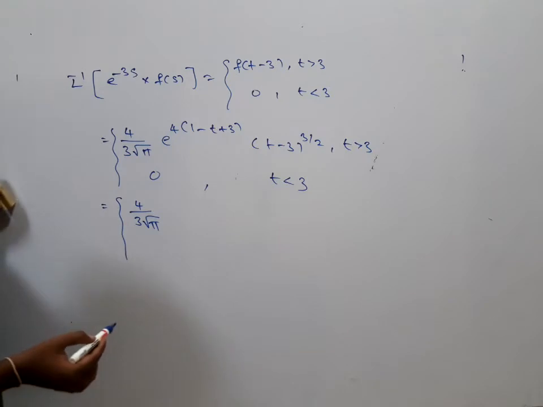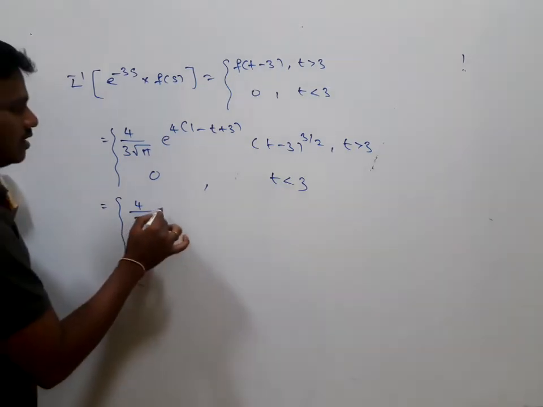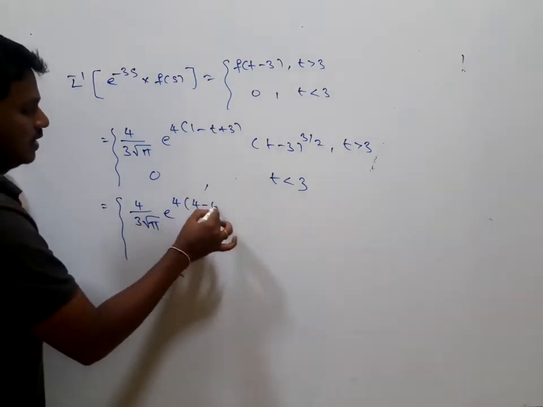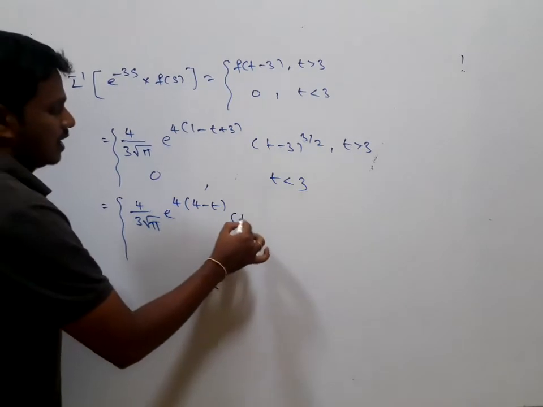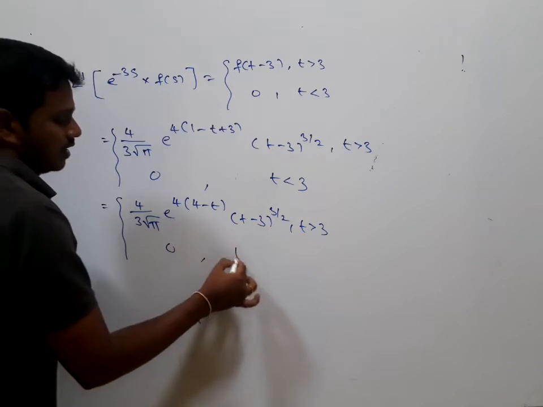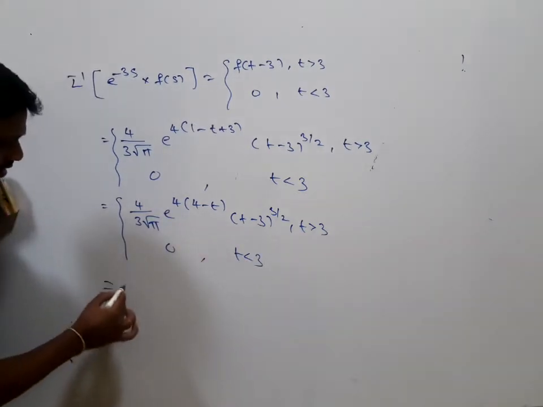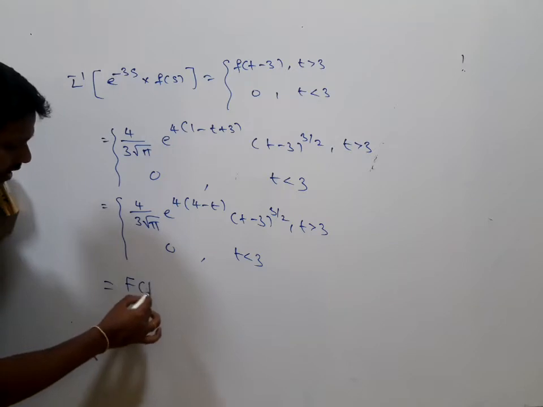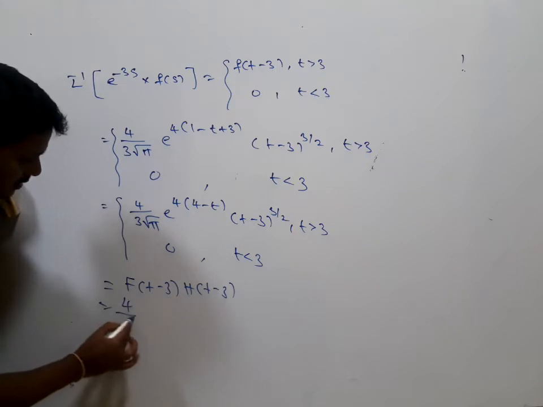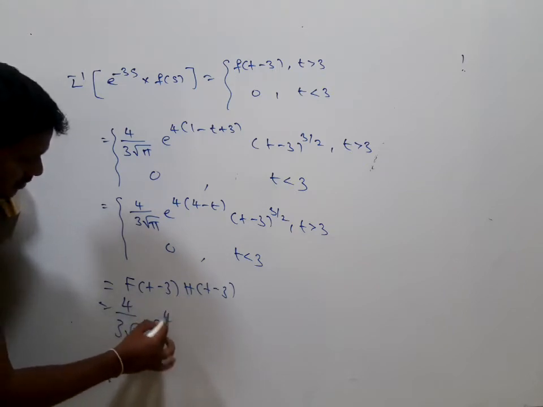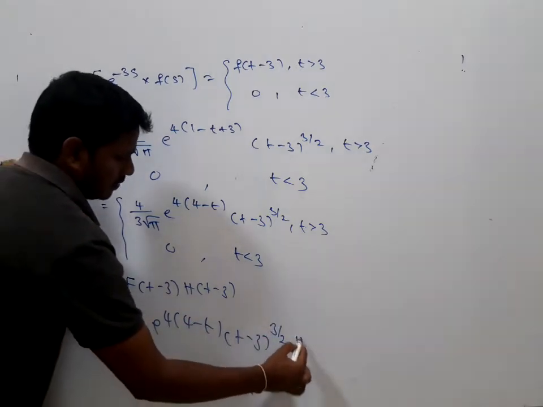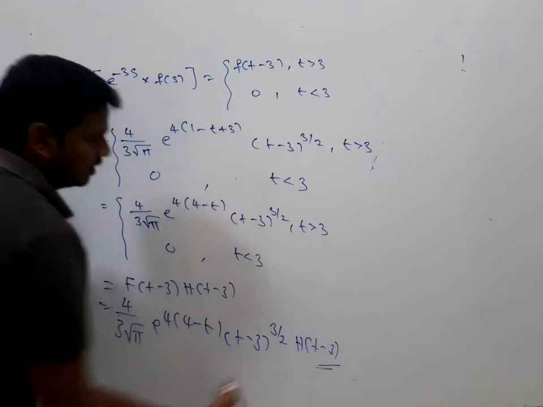Here it is 4, no? 3 plus 1, 4 minus t, e to the power of 4 into (4 minus t), into (t minus 3) whole to the power of 3 by 2 for t greater than 3, 0 for t less than 3. This is the same as f of t minus 3 into h of t minus 3, which is f of t minus 3. This is h of t minus 3, besides the unit step function.